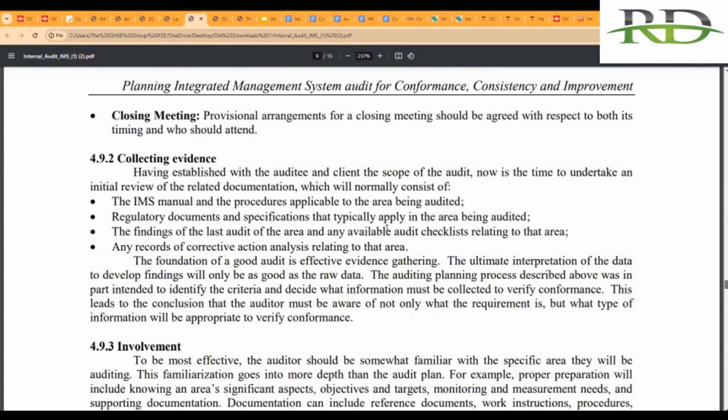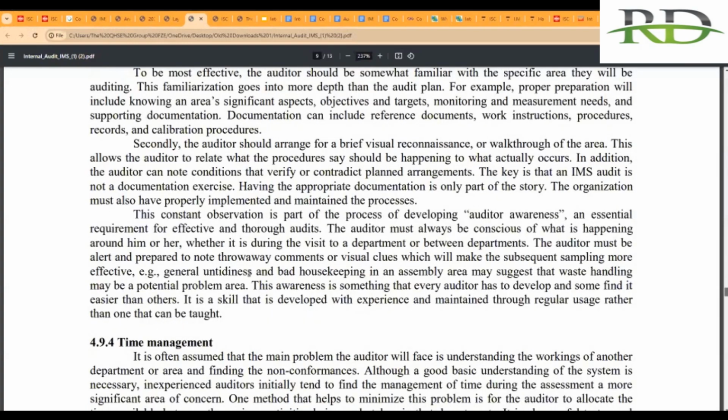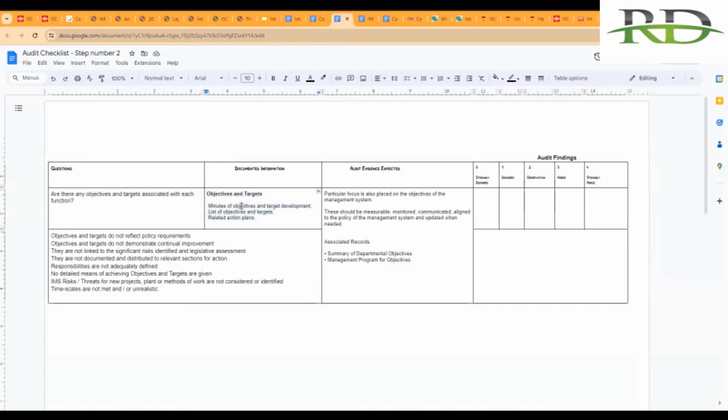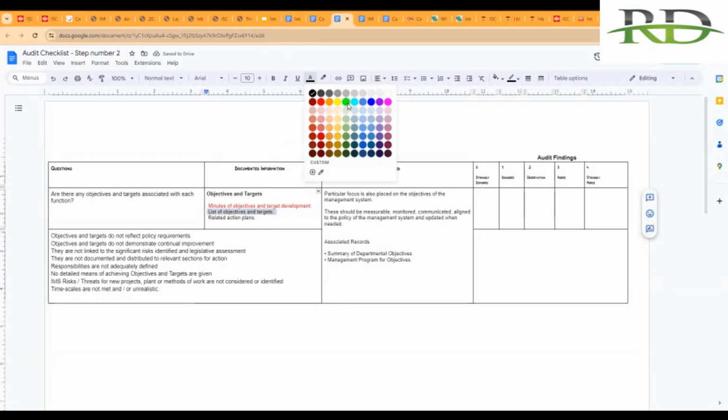I need to see, does it correspond to the standard? Does it describe what is happening? Are all of the employees informed and so on? Let's say I see that some employees are not informed and this procedure is not followed by everyone all the time. Let's say this is what I've seen in this first document. So I'm just going to come over here and write my notes. And here, everything I looked for, I saw everything that I was looking for.